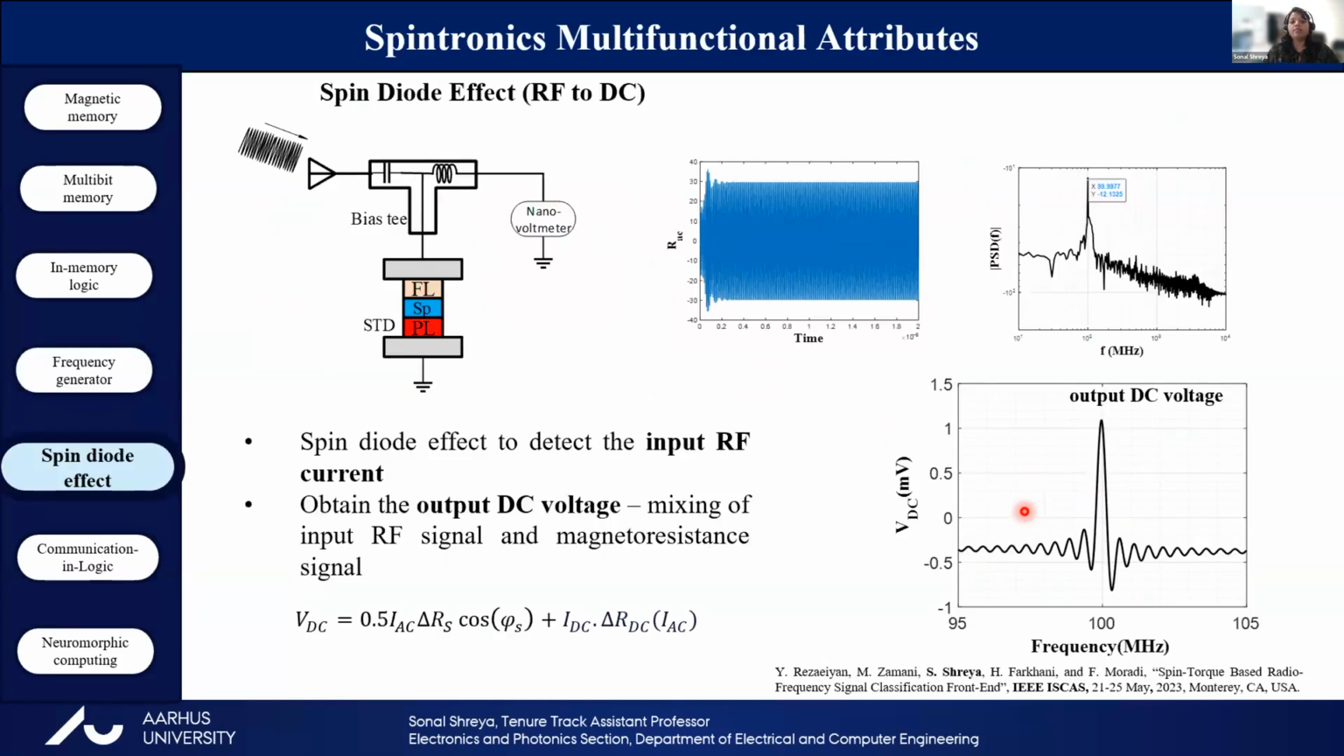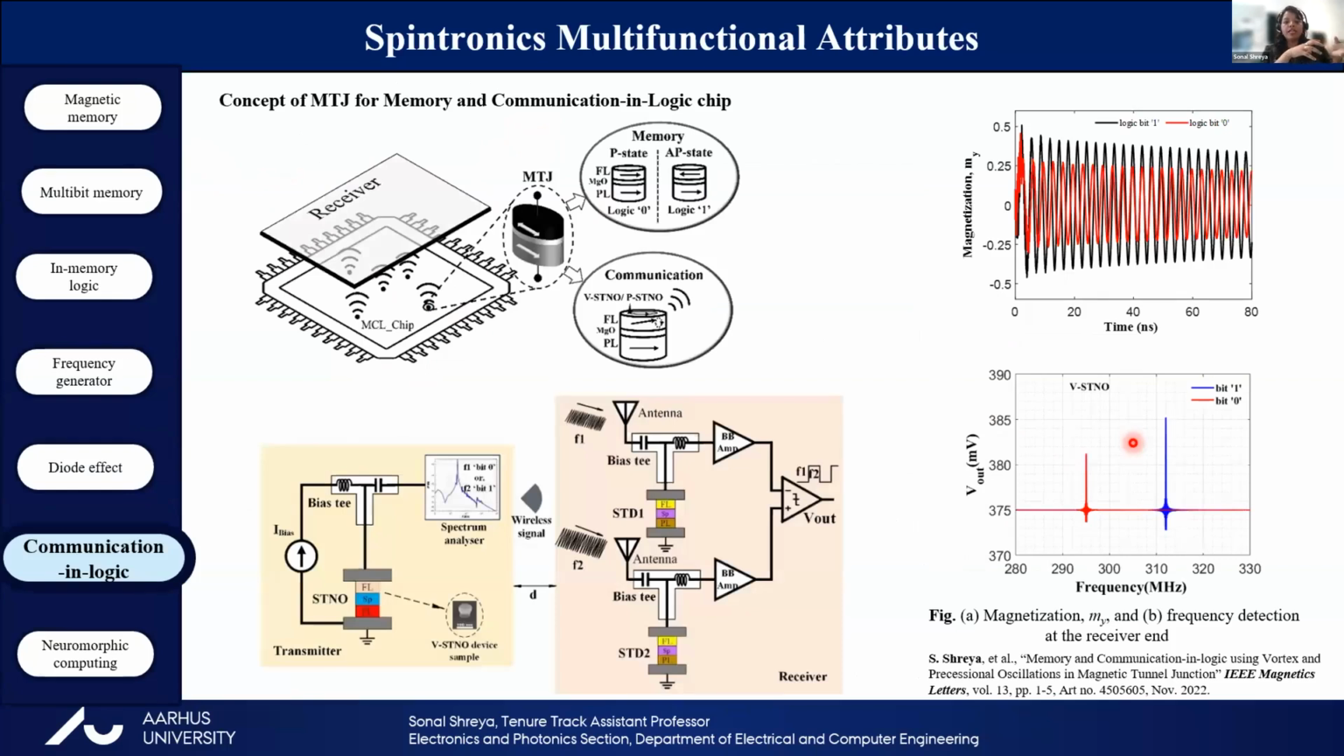And then the reverse mechanism is to convert the RF signal into DC. So if we have the incoming RF signal, then by mixing this signal with the magnetoresistance signal present in the MTJ, we can have the DC output voltage. Then using these features of memory and communication, that is generating the frequency, we also come up with this concept of memory and communication in logic. If we have a magnetic tunnel junction device, we can switch it between memory and communication, where we can store the information in terms of frequency as bit 0 and bit 1, then bring it to communication mode, and at the receiver end wirelessly we can transmit the data, where finally with some CMOS interfacing circuits we can detect the frequency, either F1 or F2, in terms of bit 0 and bit 1.